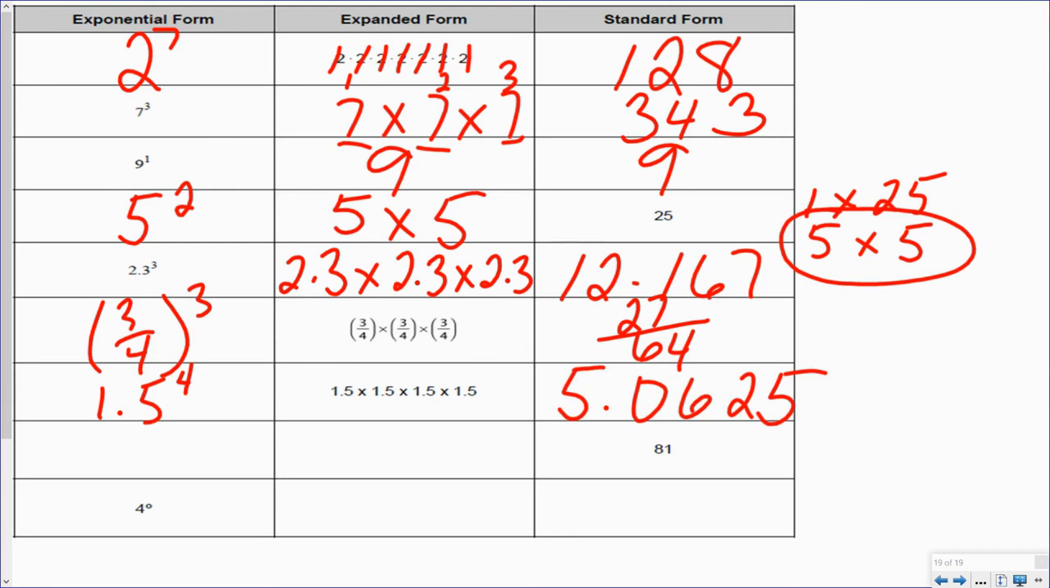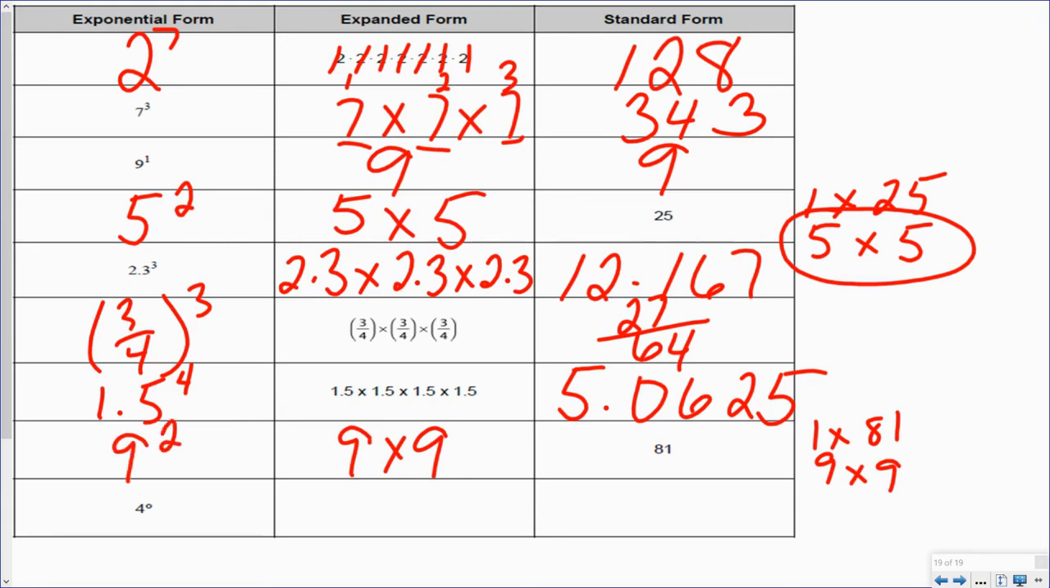Again, here I have 81 in my standard form. So if I think about some factors of 81, well, I know I have 1 times 81. I also know that I have 9 times 9. So that would make my expanded form 9 times 9, and that would make my exponent form 9 squared.